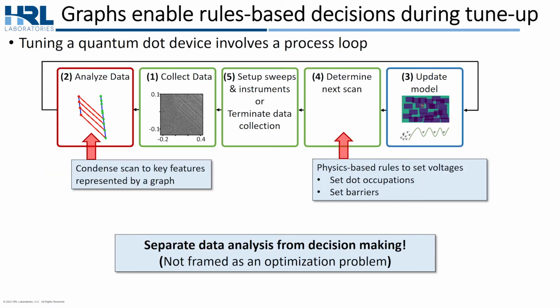And as a reminder, we think that's a reasonably good choice, because it allows this process loop to proceed, where we can collect data, analyze that data, crunch it into a graph where we really want to maintain as much information as we can, and then use that to update our model. So that when we move to determining the next step, we can decide what to do next using simple physics-based rules, which is what we'd like. And underlying this is that we're really trying to separate the data analysis from the decision making. And we're not framing this as an optimization problem. We can reduce it to an optimization problem, but for the time being, we'd like to keep the flexibility.